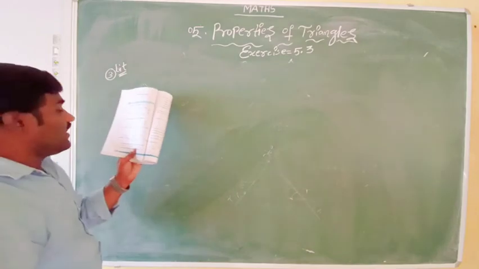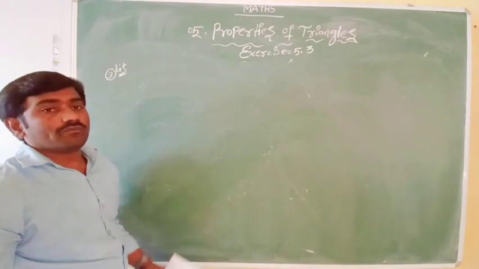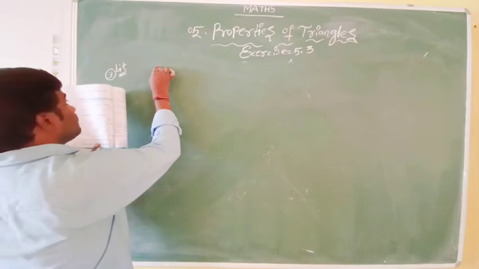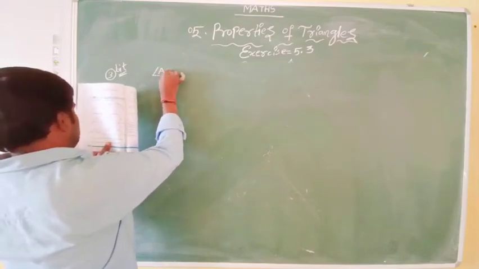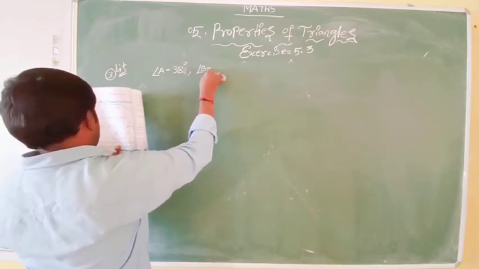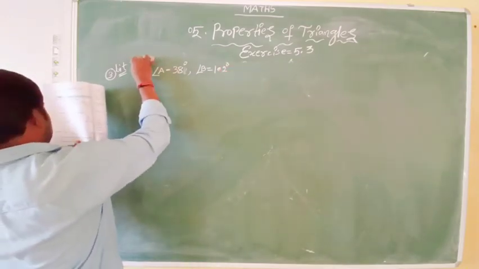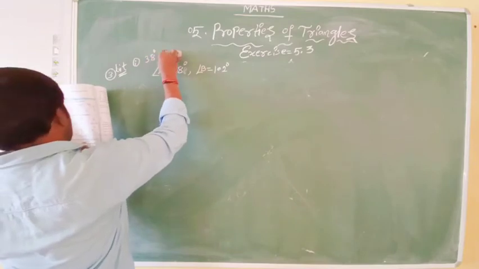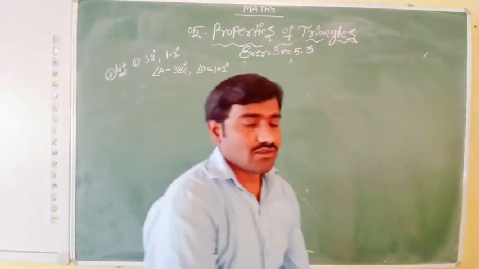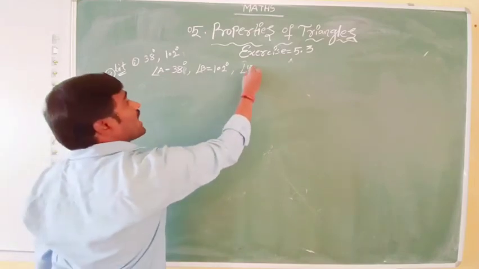What is the third bit? Find the measure of the third angle of a triangle whose two angles are given below. Two angles are given, we need to find out the third angle. Simple. Okay, let us assume the first angle A equals 38 degrees and angle B equals 102 degrees. So actually the question is like that. The first question: 38 degrees, 102 degrees. We need to find out angle C.